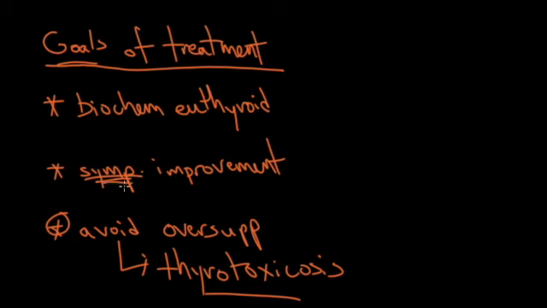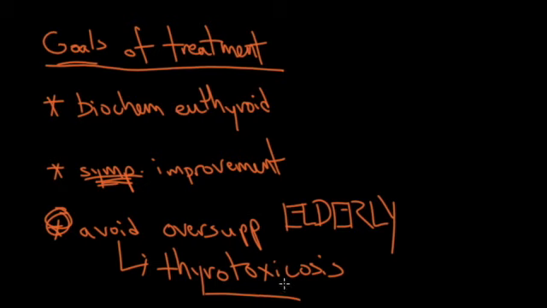We want to try and improve any symptoms if there are symptoms present. And the big thing is we want to try and avoid oversupplementation in the elderly. This is a big problem where, every 80-year-old grandmother, it seems, is on levothyroxine. And this is especially troublesome because it can lead to thyrotoxicosis, which is obviously not good. We don't want that. And we just have to keep in mind that in the elderly, subclinical thyroid disease may just be a function of aging.